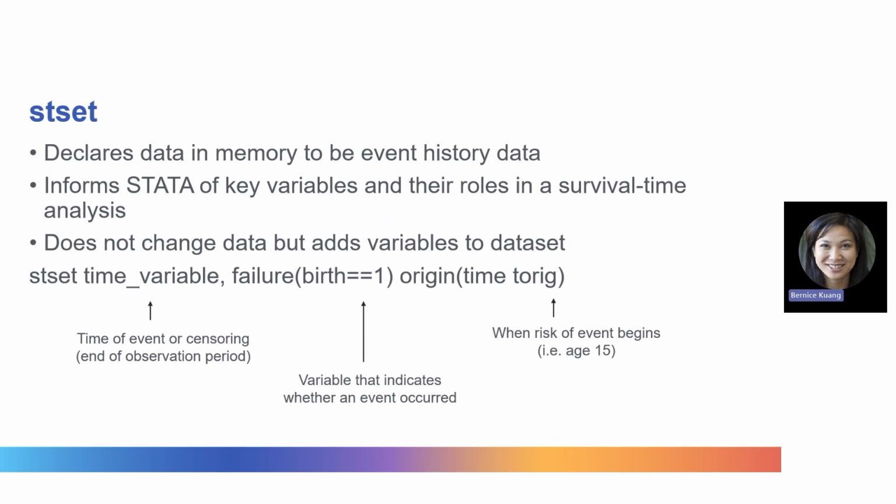So it'll either be the end of the interview or up to the interview date, or it will be when they turn 50, when they're no longer at risk for a live birth. The failure, so think more about survival analysis. A failure is the event of interest, and in this case, it's when somebody has that birth. So when the birth event equals 1 versus zero events, and then the origin is when they become at risk. So in our example, our respondents become at risk of having a first birth from age 15.